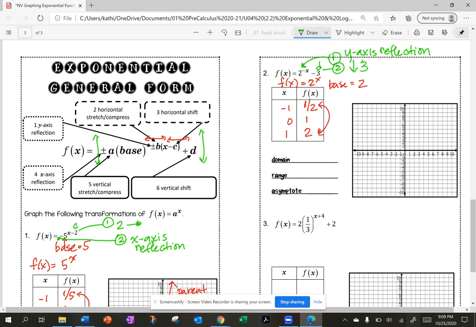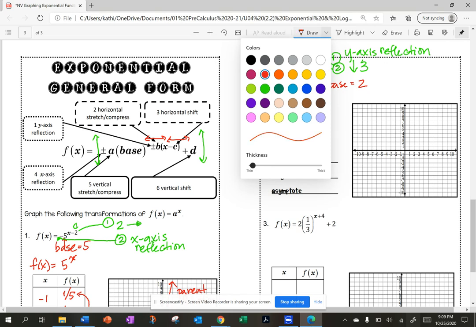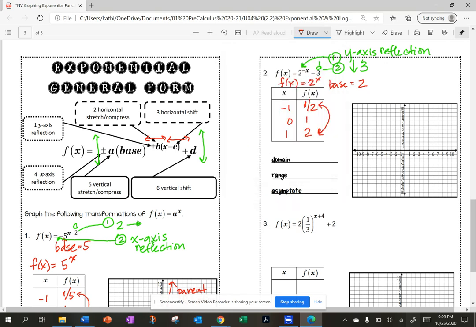All right, so let's plot the parent function first. I'm going to plot my 3 points, which are -1, 1/2, 0, 1, and 1, 2. I'll put in my asymptote. So here's my parent function.